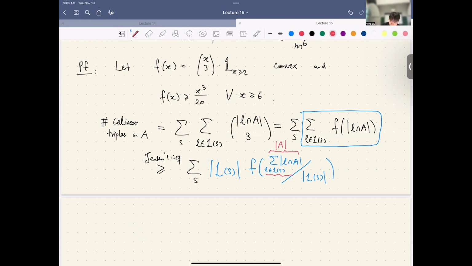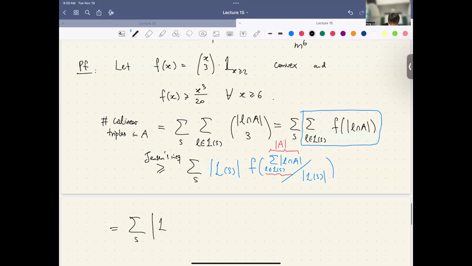This equals the sum over S of L_S times F of A divided by L_S. All right, why is this true? Anyone?